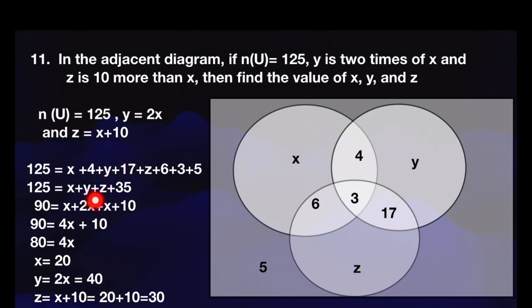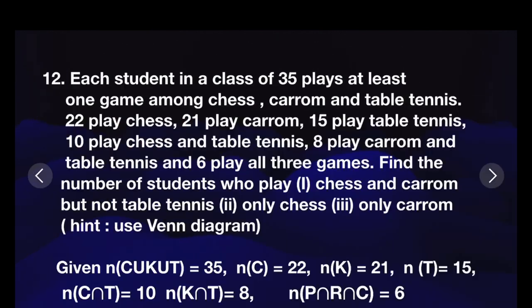You simplify it, you will get something like this, and then here put the values of y and z. y is equal to 2x and z is equal to x plus 10. So you will get this. Evaluate, and you will get the value of x. Again put the value of x here, you will get the value of y. Put the value of x here, you will get the value of z, and that will be your answer.